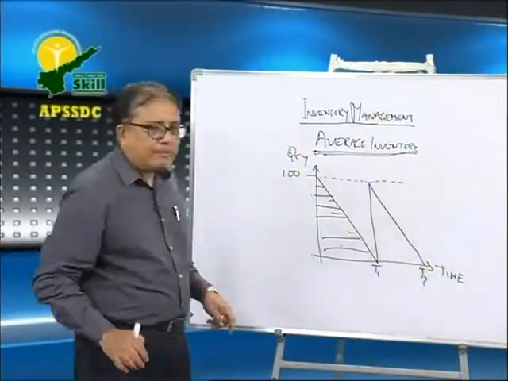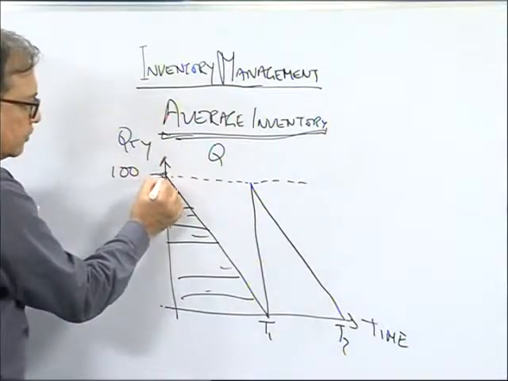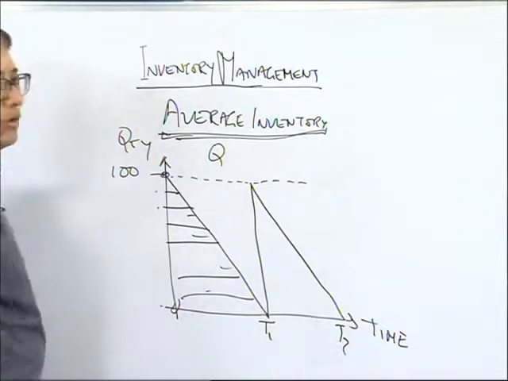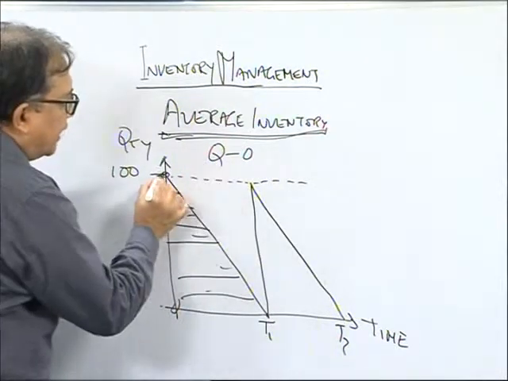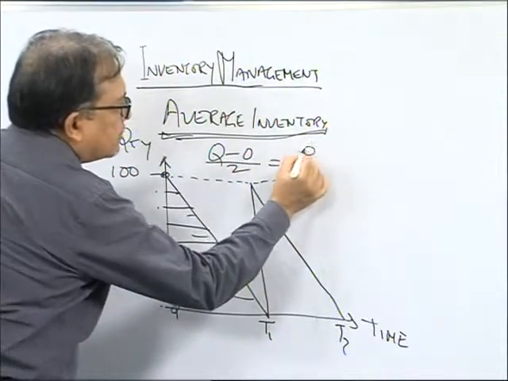So what is the maximum inventory over here? Q. What is the minimum inventory over here? 0. So Q minus 0 divided by, we are taking 2 periods, maximum and minimum, divided by 2. So it becomes Q by 2.